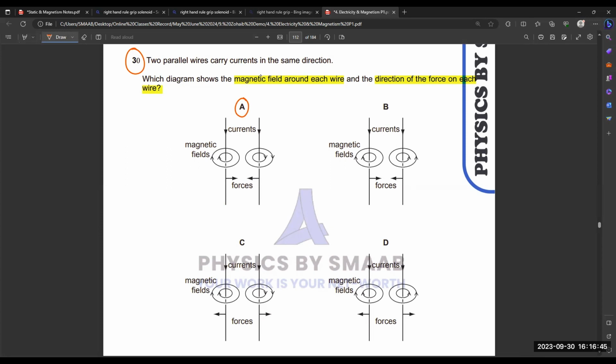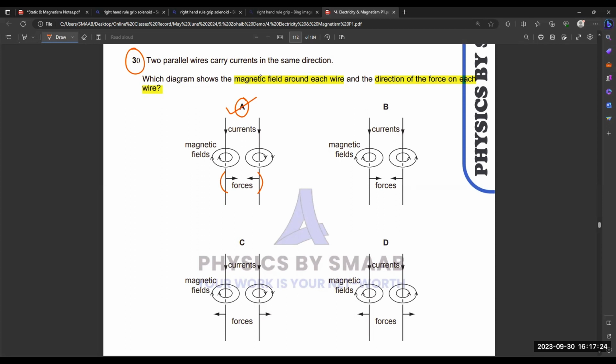So what will be the direction of the magnetic field according to the situation? Their rotation will be fine or not? Yes, sir, the rotation is fine. And the direction of forces, is it also okay or not? Yes, sir, the direction of forces is correct, because they are showing force of attraction. So option A is fine. Let's check the other options, and why they are wrong.